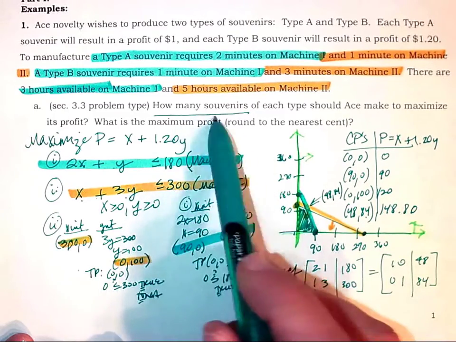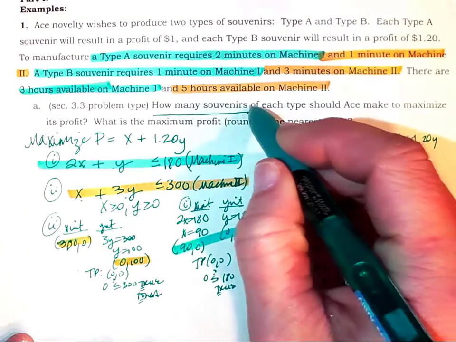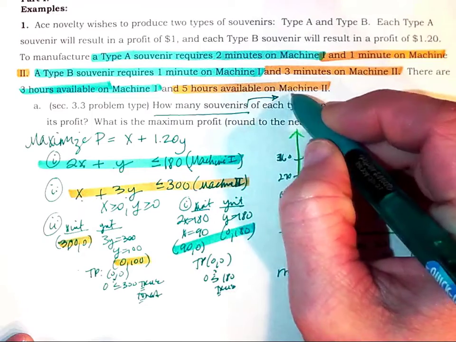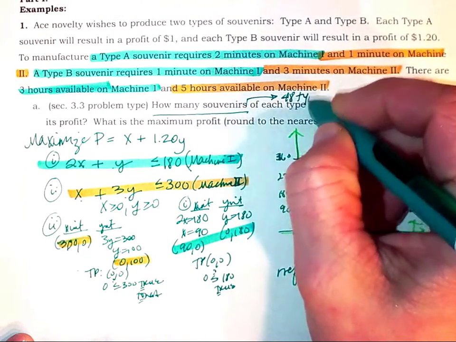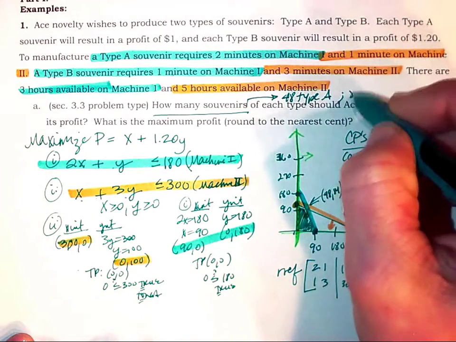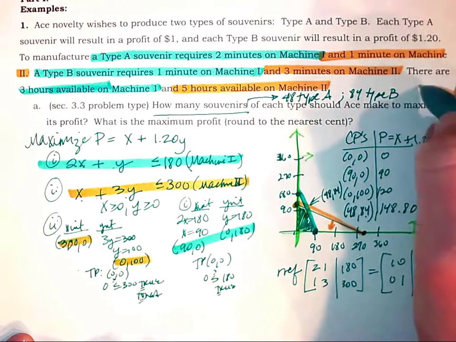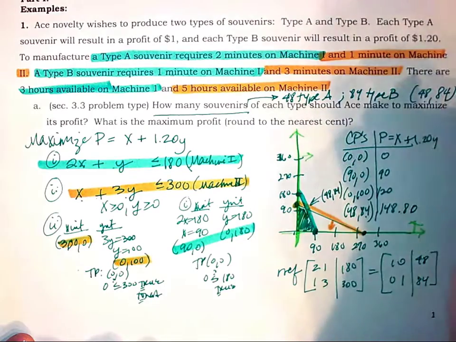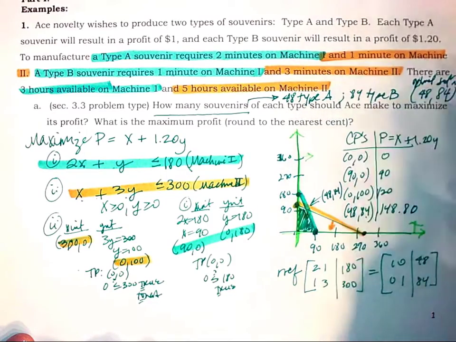Well, how many souvenirs, that's what X and the Y represented. So for the first question, how many souvenirs, that means we want 48 of the type A, and then we want 84 of the type B. And oftentimes WebAssign will have you type this in as an ordered pair of 48, 84. So that's considered the optimal solution.